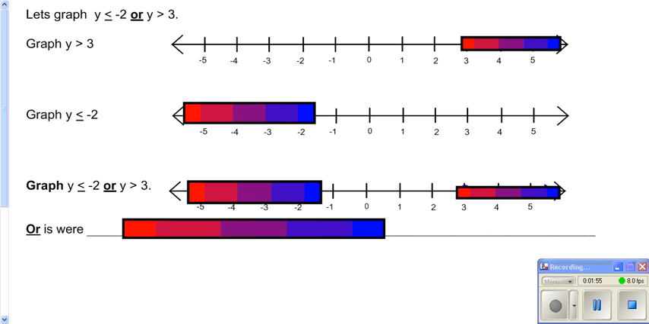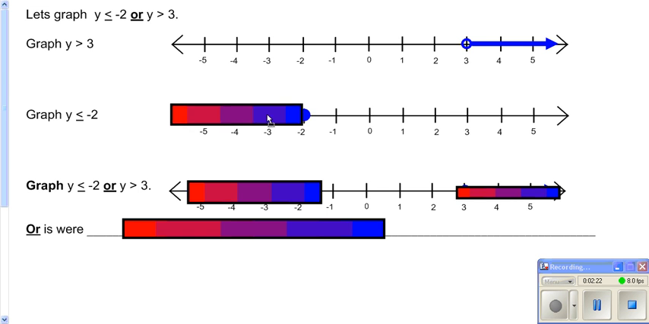So let's take a look at an or statement. Y is greater than 3. So you want to go to 3. There's no equal to, so it's not a filled in circle, it's an open one. Greater than means you're going to shade to the numbers that are bigger. Here you have y is less than or equal to negative 2. So we're going to go to negative 2. It's going to be filled in because it's a less than or equal to. Less than means you're going to shade to the left.